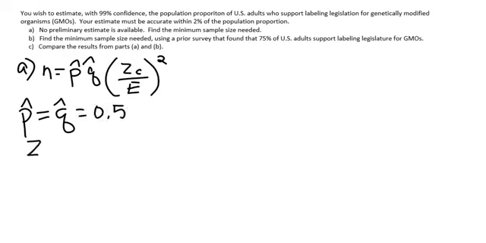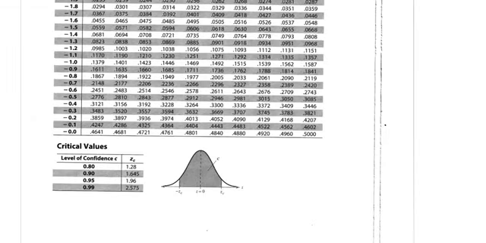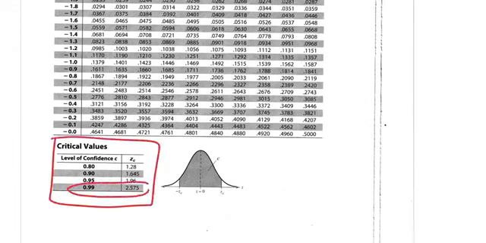Now let's figure out what our critical score is. We're looking at 99% confidence, so we're going to go to our table and look at the table for the confidence. Here is table 4, and I'm looking at a 99% confidence interval. 2.575 is going to be our critical value.